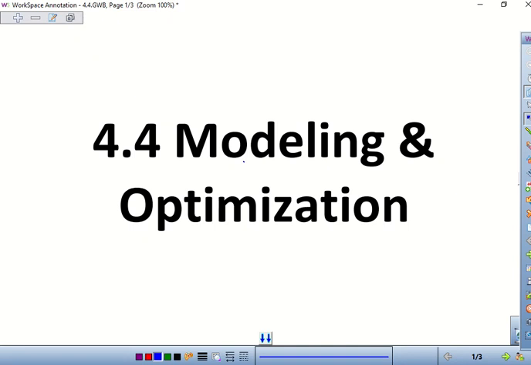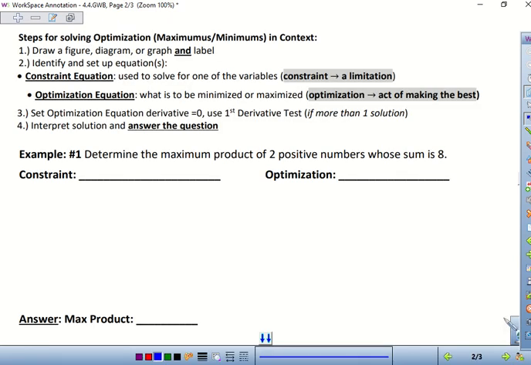So today we're going to be doing 4.4, which is modeling and optimization. In order to model and optimize, you need to have something called a constraint equation and an optimization equation. You're also going to need to typically draw a sketch of what we're looking at, okay? But sometimes, in this case, no sketch is really required. So it says to draw the figure, identify the equations, and then set the optimization equation derivative equal to 0 and derive. So, step 1, you have to determine the constraint versus the optimization equation.